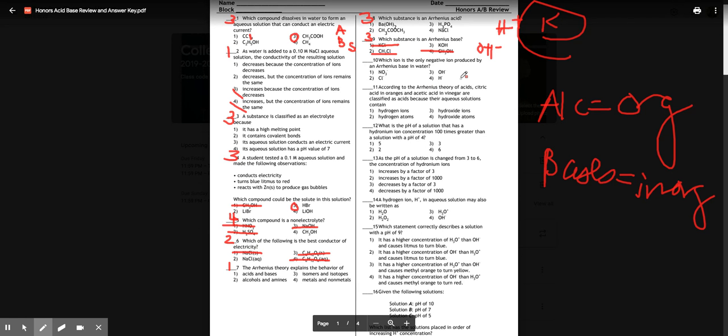What is the only negative ion produced by an Arrhenius base in water? That's hydroxide. Definition.